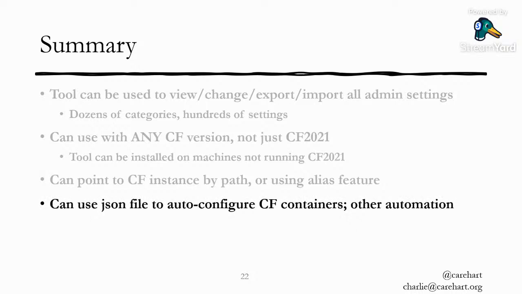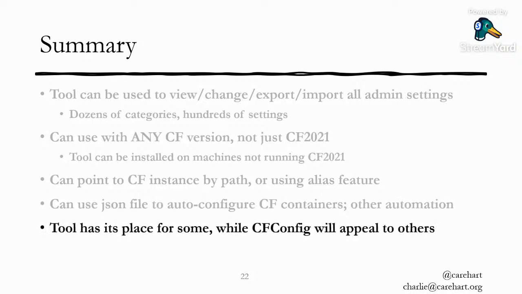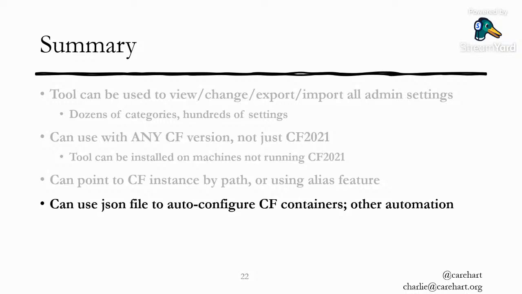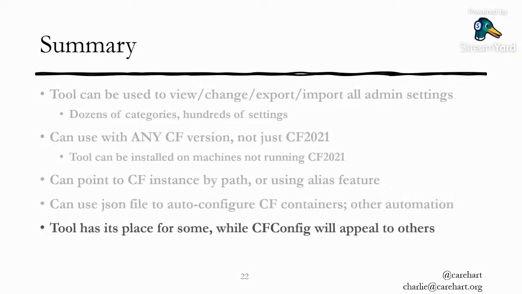And don't forget about the JSON file and how you can use that to auto configure CF containers, or do other automation of even any CF instance. Or like Drew asked, on a startup of a new machine. Sure, you could use this instead of the CAR mechanism to pull in all the settings from another instance. Not quite automation then, but somewhat, you could say. So the tool has its place for some, and for others, CFConfig will appeal.